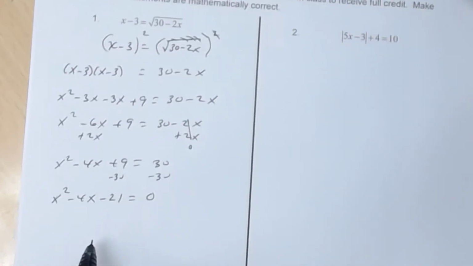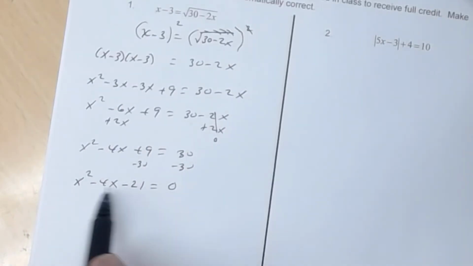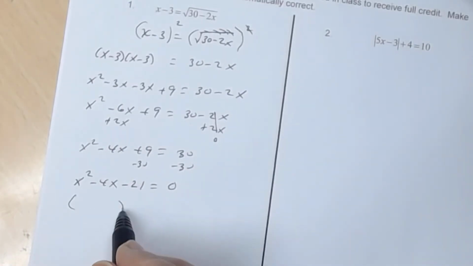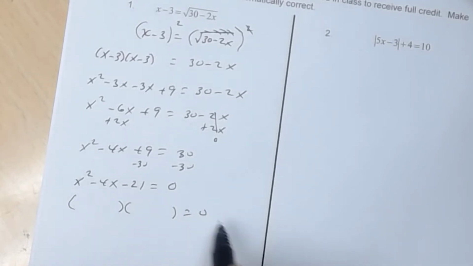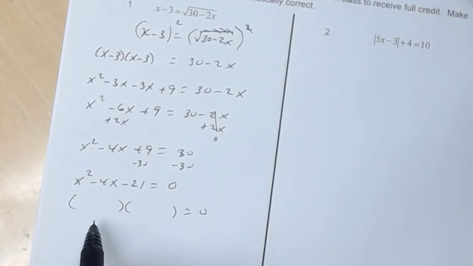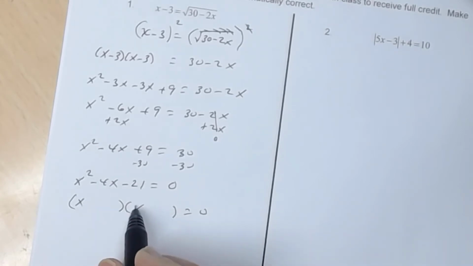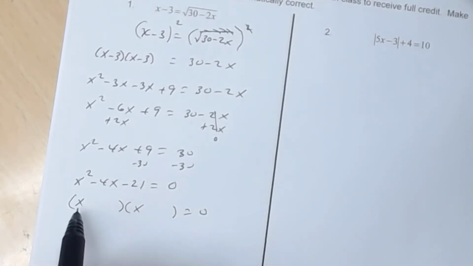All right, now I have this quadratic equation. It's in standard form. So let's go ahead and see if I can factor this. If I couldn't factor, I'd have to use the quadratic formula or completing the square. But most students revert to using the quadratic formula. All right, this is factorable, so I'm going to go ahead and factor this.